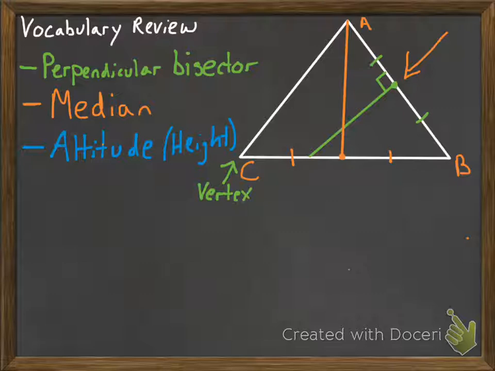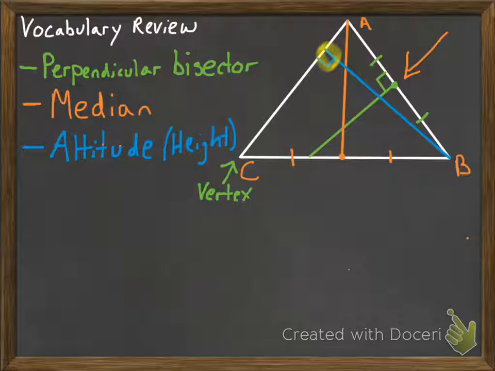Then we go on to altitude in blue. Altitude is the height of the triangle, and that's measured from a 90-degree angle on one side to the perpendicular bisector of the other side. A couple things to note. Notice that the altitude is not a bisector. It does not bisect the line, but it does have this 90-degree angle.